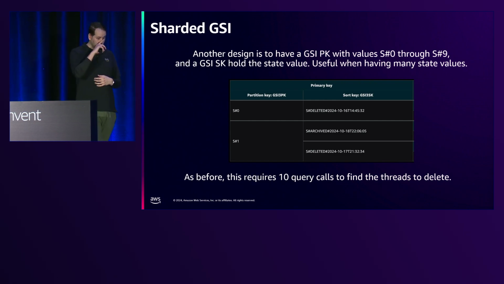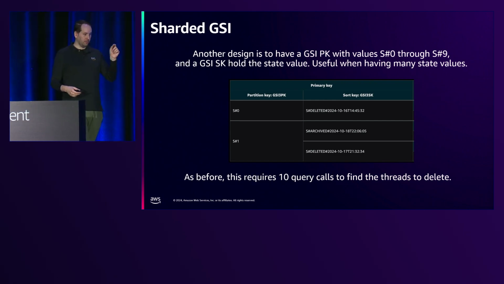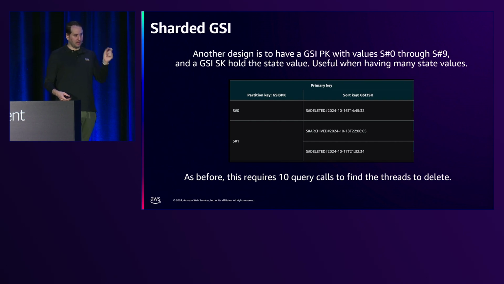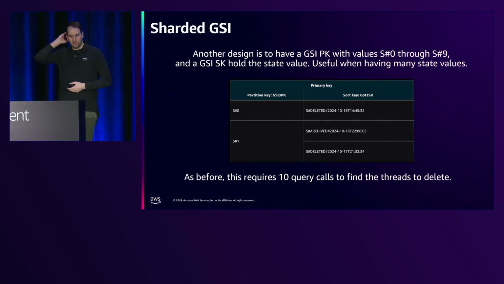Here what you could do is, instead of putting the thread state in the PK of the GSI, you could put it in the SK. And so now you just have S0, S1, you pick those values. Now's a great time to actually talk about calculated suffixes, which is a bit of a weird problem to talk about if I don't have a little graph showing you how it works.